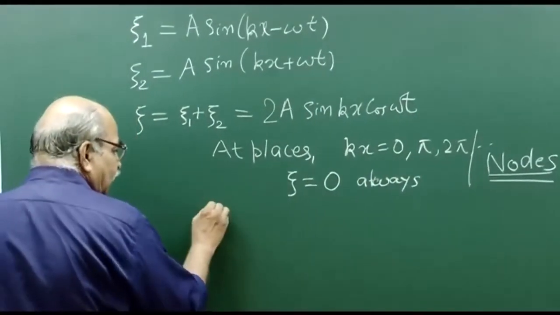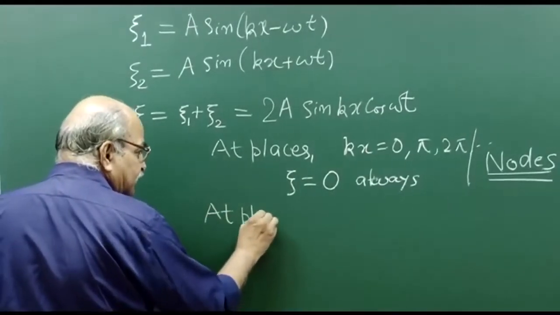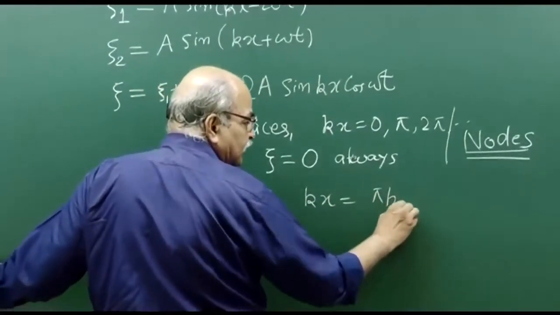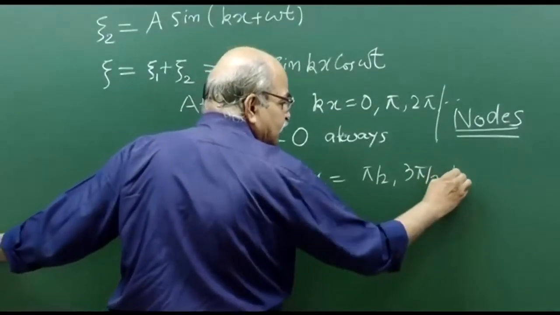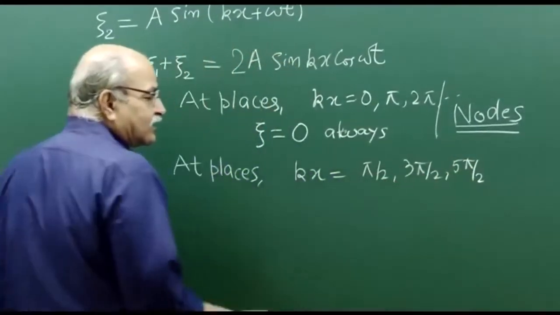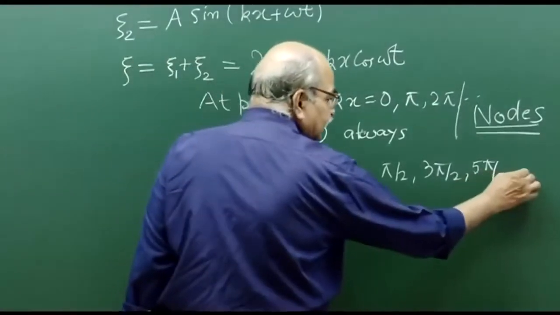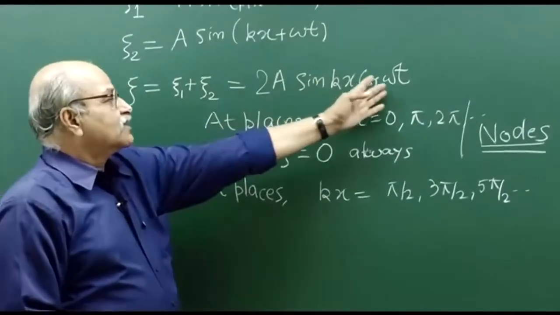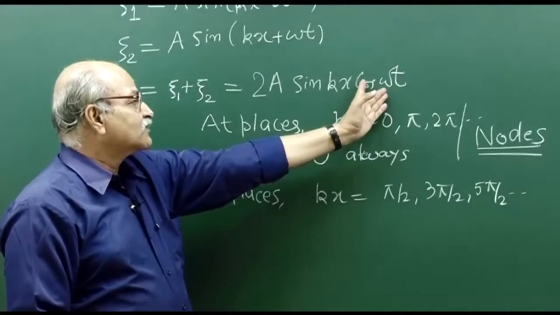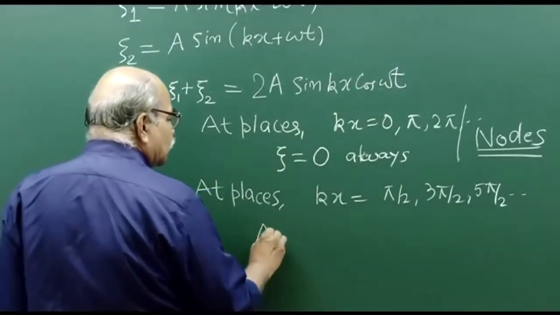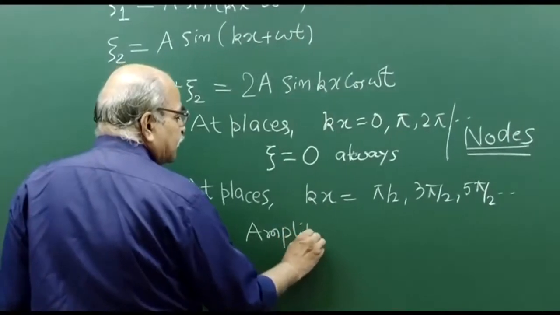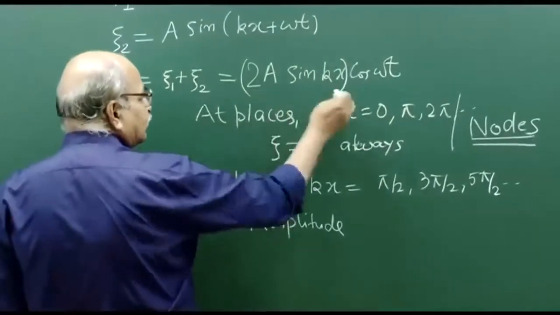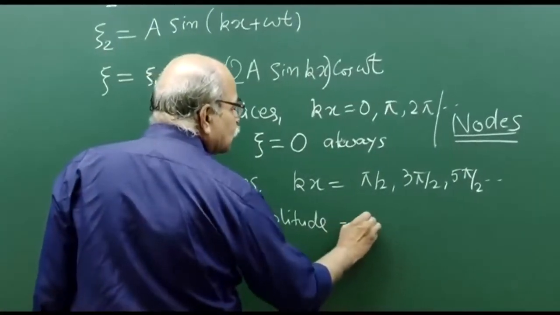And then you have other positions midway between these, where kx is pi by 2, 3 pi by 2, 5 pi by 2, or odd integral multiples of pi by 2. In that case, sin kx is always 1 or minus 1, it does not matter, because the cos omega t is anyway going from plus 1 to minus 1, minus 1 to plus 1. So, here the amplitude of oscillation, this sin kx part is the amplitude, and this cos omega t is the time variation. So, this amplitude will be 2A maximum.